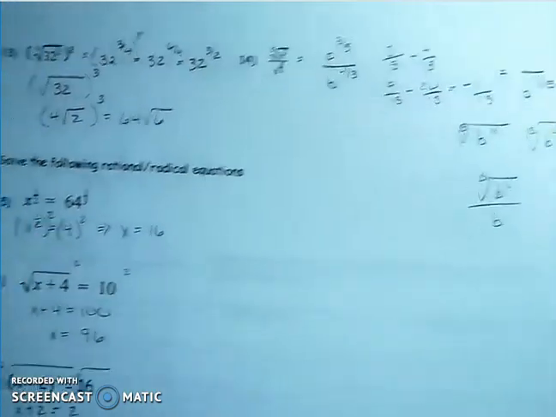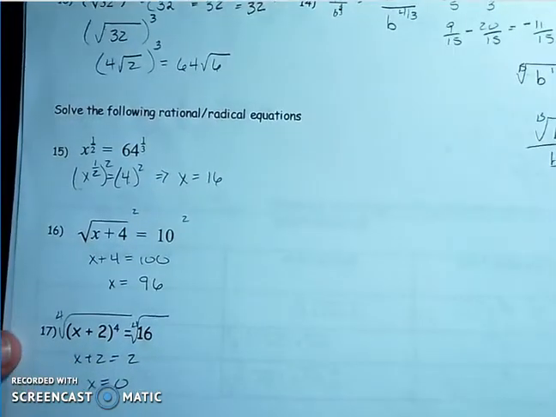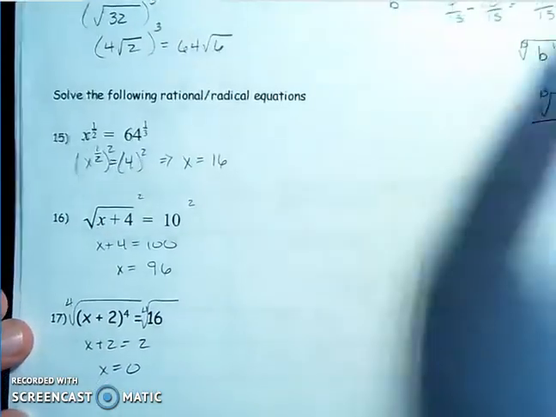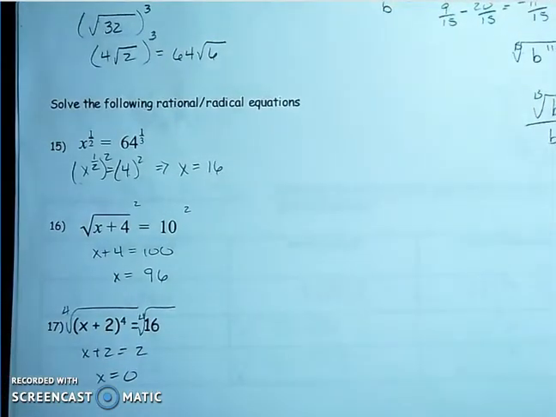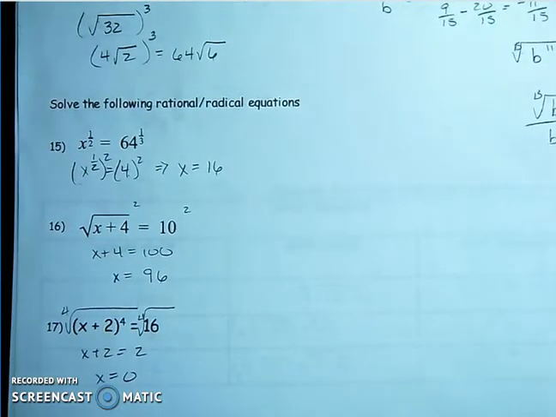Next, solving radical and rational equations. Remember, our goal is always to get x by itself, and the easiest way to do that is to get rid of the exponents. So in 15, x to the 1/2 power, the way to get rid of 1/2 is to raise everything to the square, because 1/2 squared is 1. Well, 64 to the 1/3 is 4, so it would give us x to the 1/2 equals 4. When I square both sides, it gives me x is 16.